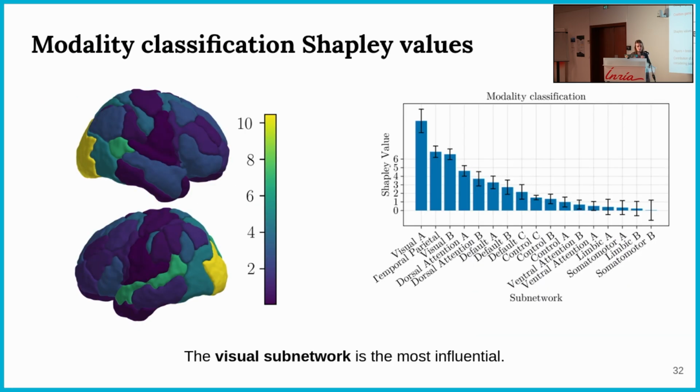And so these are the results for the modality classification. In this case, we are trying to distinguish between audio and movie. You can see that the most important subnetwork is the visual subnetwork, which is quite intuitive because we are distinguishing between a context in which the subject was just listening and a context in which the subject was listening and watching.